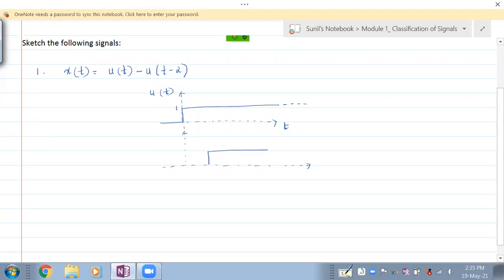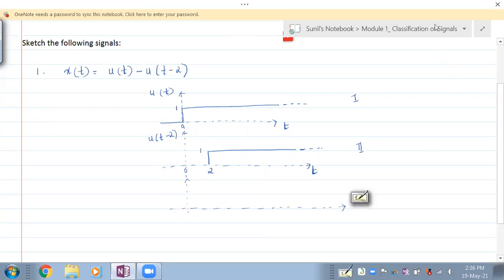Okay. So if u of t is starting at t equal to 2, then we call it u of t minus 2, u of t shifted to the right by 2 positions. Fine. So this is the first signal, and the second signal we have to consider to obtain the given sketch. And this is also 1 from 2 to infinity. Fine. And this is 0.